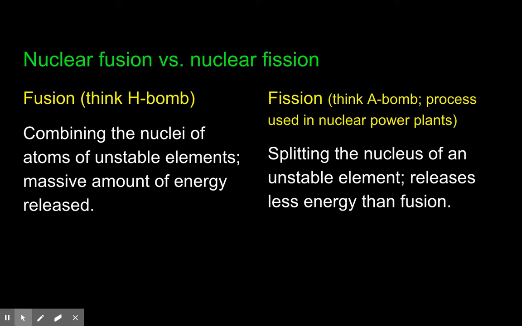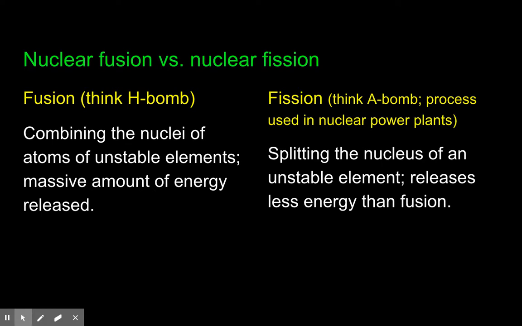Well, these two processes, nuclear fusion and nuclear fission, are processes that you need to be familiar with if you're going to understand not just the sun, but several different things, including nuclear energy, that we're going to talk about in this class this year. So, nuclear fusion, first of all, if we look over here on the left side, think hydrogen bomb, the H bomb. It's when we take the nuclei of atoms of unstable elements and we fuse them together. And this releases a massive amount of energy, okay?